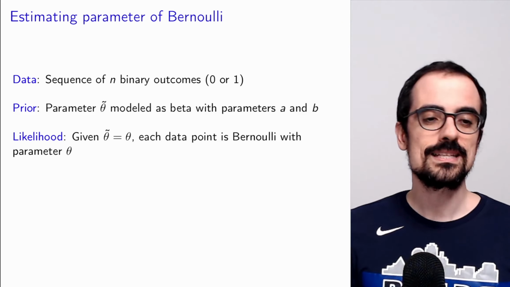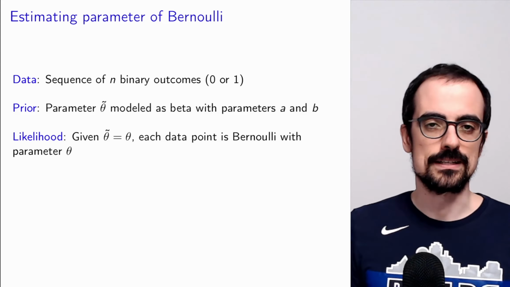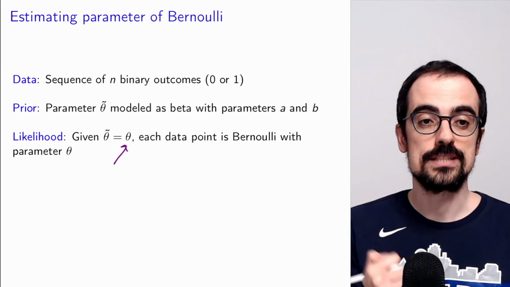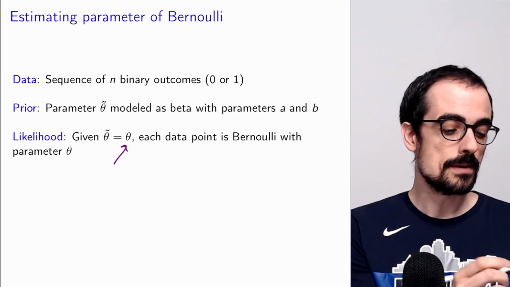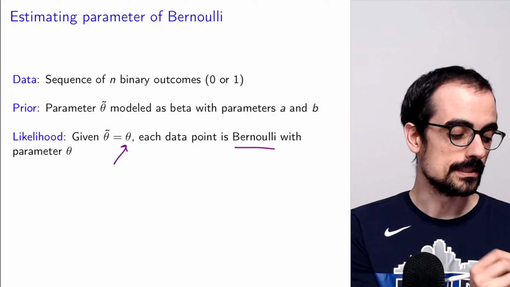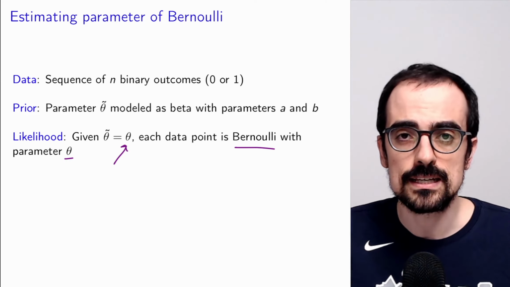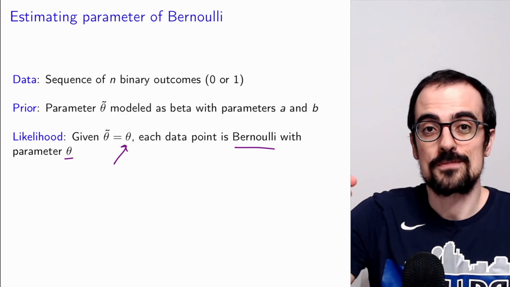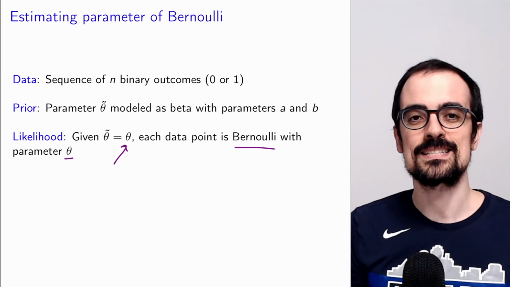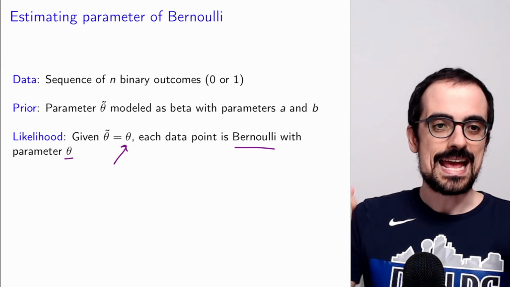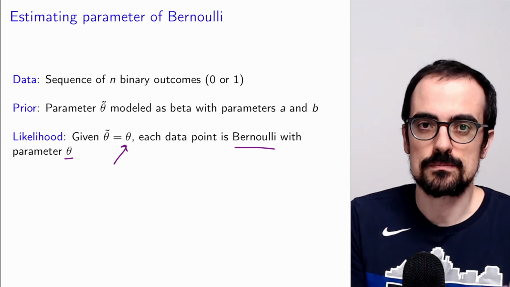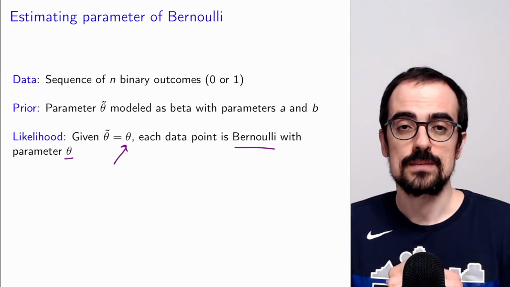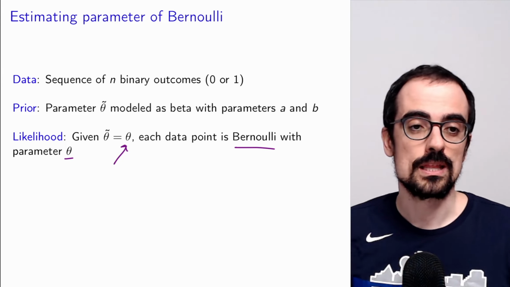Now, what is the likelihood given a fixed value of the parameter of each data point? So each data point is going to be Bernoulli with parameter theta. So now we can think what is the likelihood of observing a certain number of ones. The likelihood of observing a certain number of ones is the same as the likelihood of n independent Bernoulli random variables being equal to 1 if for each of them the parameter is equal to theta.